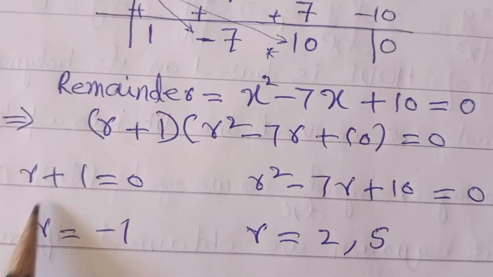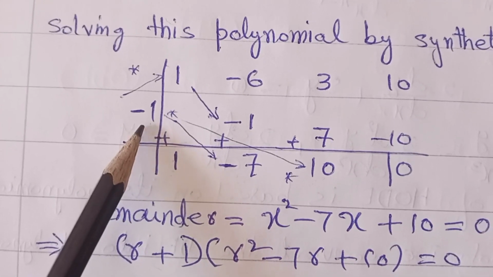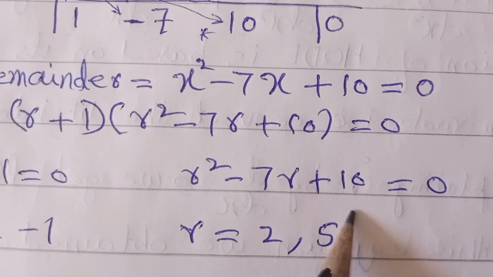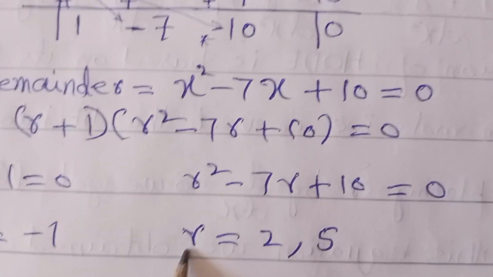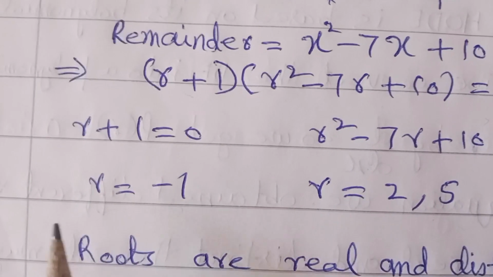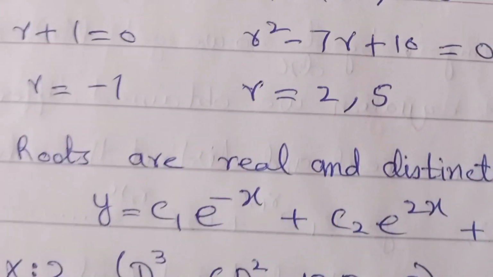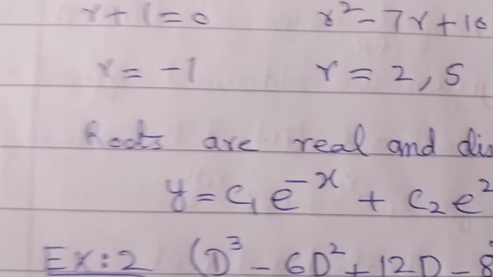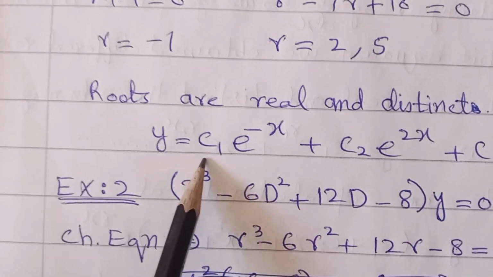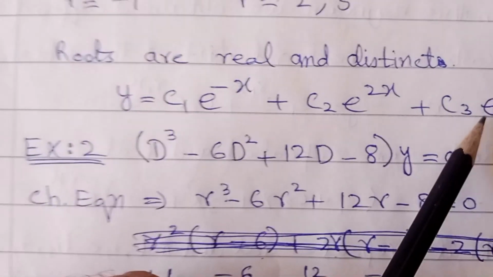Now from here, r plus 1, you are getting the same value we considered for starting the synthetic division, that is r is equal to minus 1. From the rest of the equation, r square minus 7r plus 10 is equal to 0, we are getting two roots, that is r is equal to 2 and 5. So we have three distinct roots, minus 1, 2 and 5. Now roots are real and distinct, so the solution of this differential equation would be what? The solution of the differential equation would be y is equal to c1 exponential r1x plus c2 exponential r2x plus c3 exponential r3x.